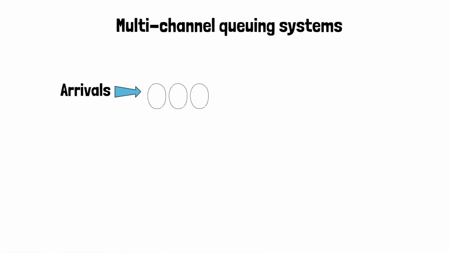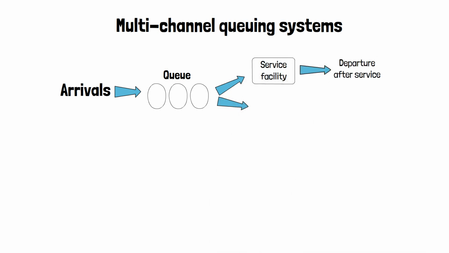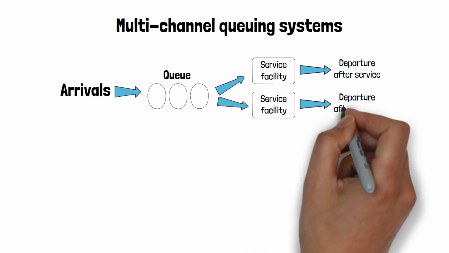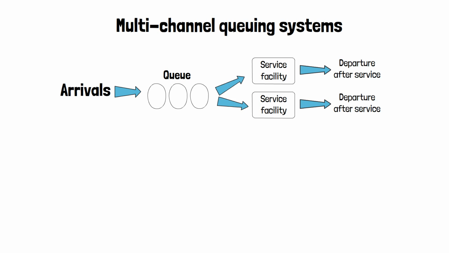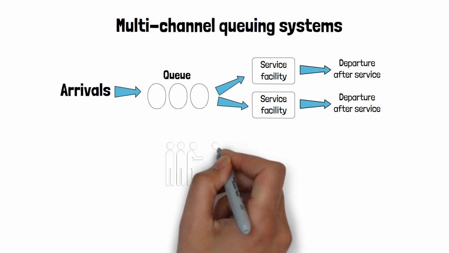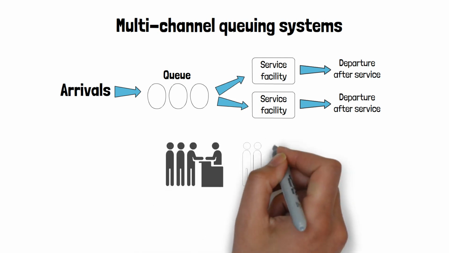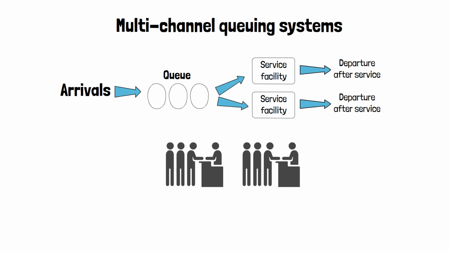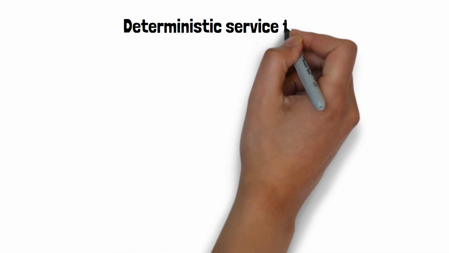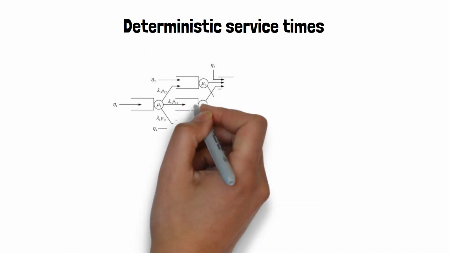In multi-channel queuing systems, multiple service channels operate in parallel, allowing multiple customers to be served simultaneously. The performance measures for multi-channel models, such as the average number of customers in the system, L, and the average waiting time, W, are more complex to calculate than single-channel models. These models are particularly useful in scenarios where high customer traffic necessitates multiple service points, such as bank teller lines or call centers. Deterministic service times differ from exponential service times in that the service times are fixed and predictable.